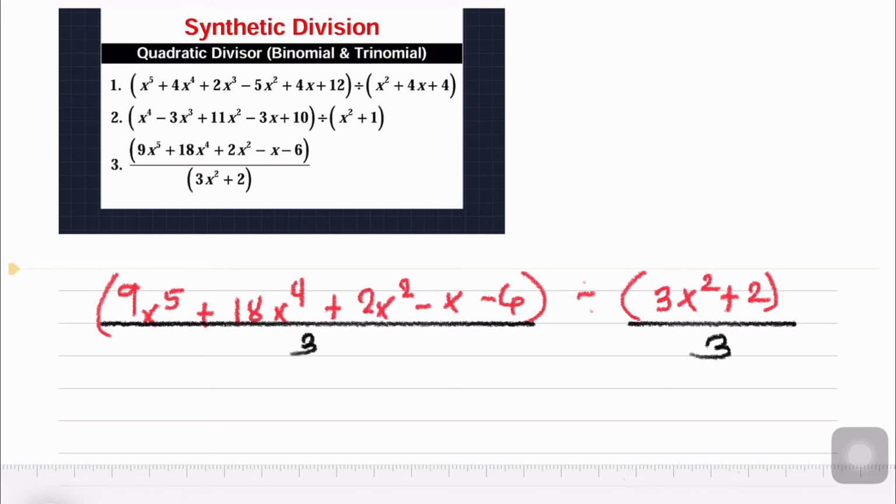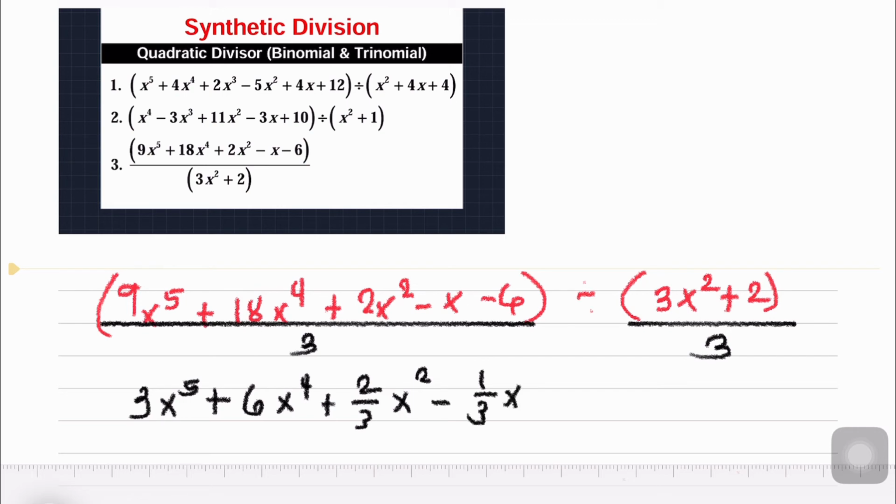Just distribute the denominator 3 to each term of the dividend. 9 divided by 3 is 3 along with x raised to 5. 18 divided by 3 is 6 along with x raised to 4. 2x squared divided by 3 is 2 over 3x squared. Negative 1 over 3 is negative 1/3 x. And negative 6 divided by 3 is negative 2. This is our new dividend.